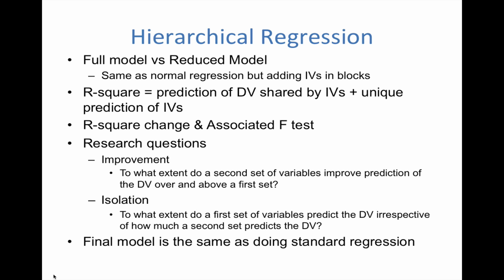So for example, you could put personality in the first block and you want to see how much intelligence predicts over and above personality. Or if you were a cynic about emotional intelligence, you might put personality and intelligence in the first block and see whether emotional intelligence could explain over and above the more traditional measures. So they're kind of applications.